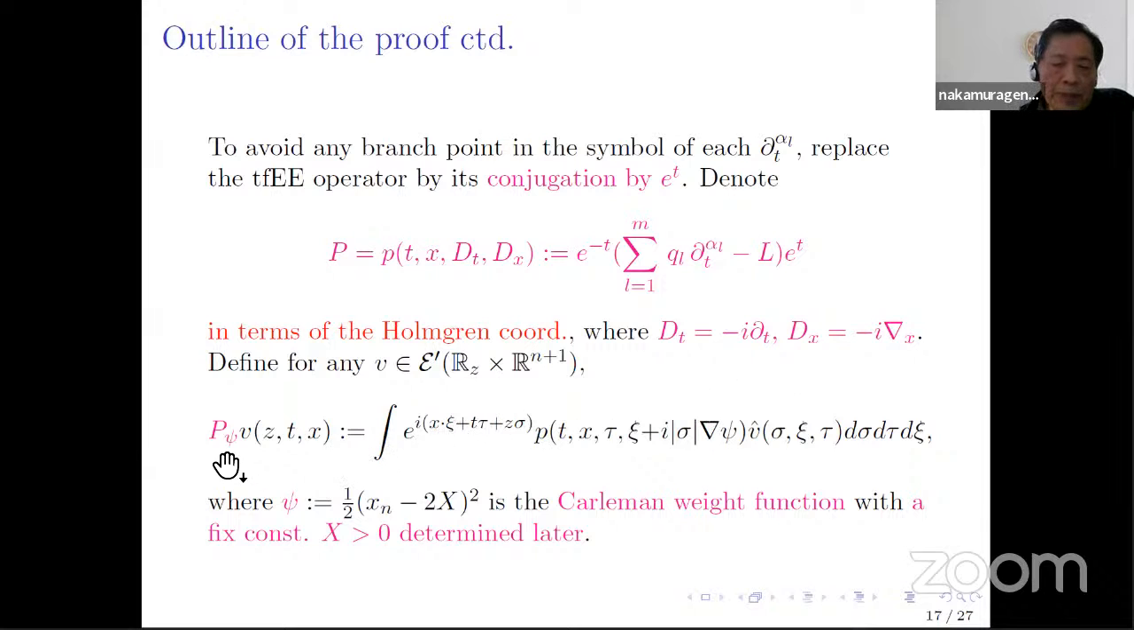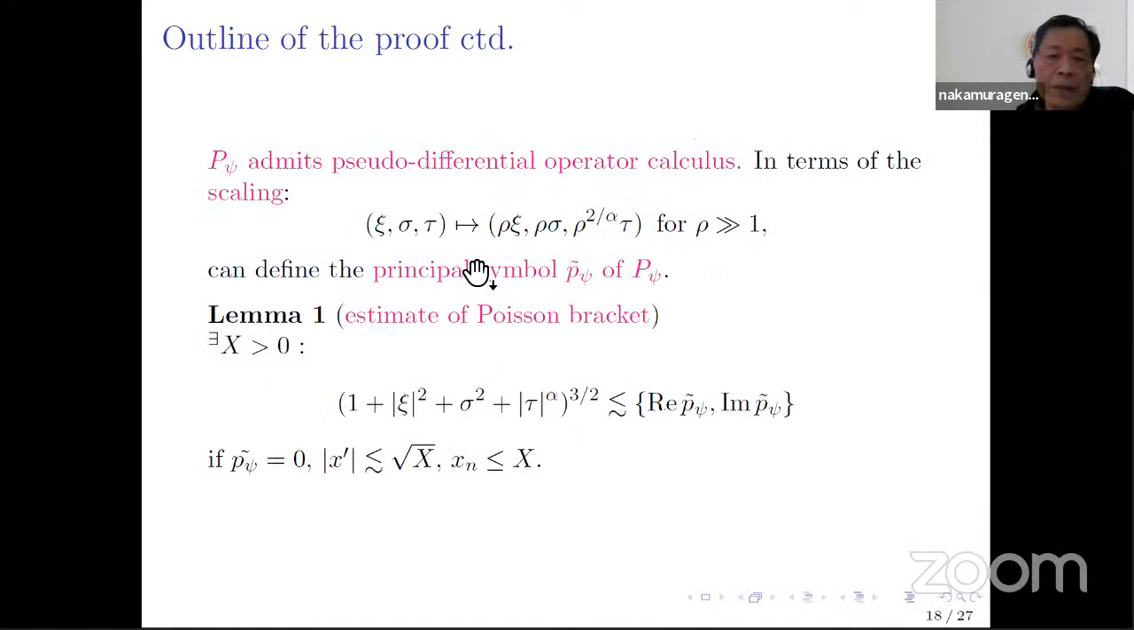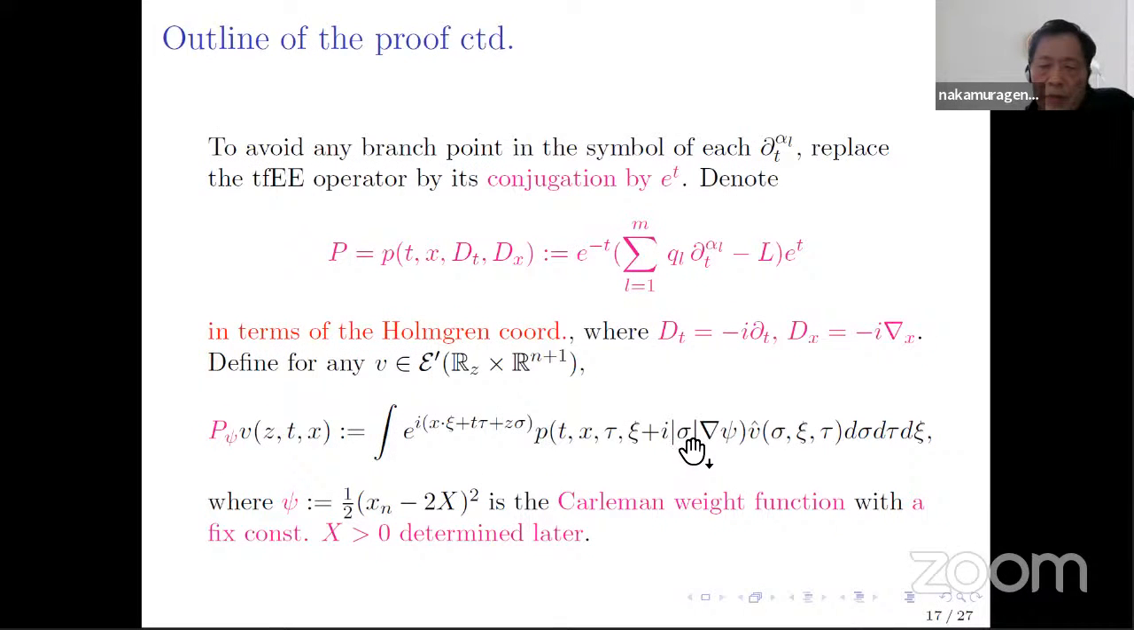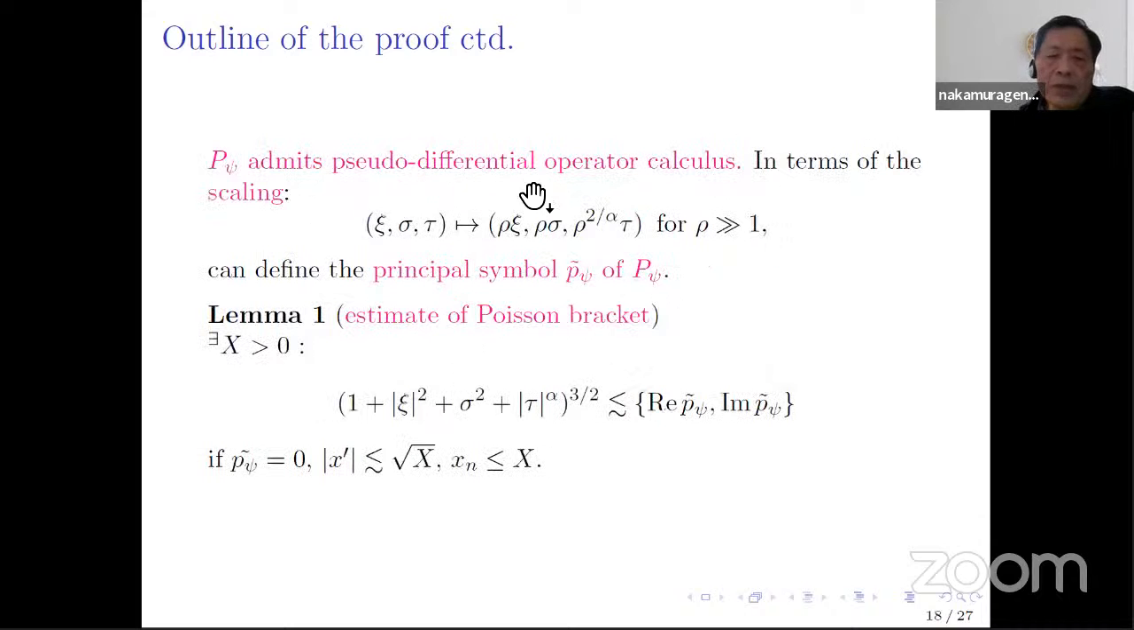Now I'm going to define P psi for V taken from this set. V is just a compactly supported distribution in this set as follows. So P psi V is given by this formula. And what is this psi? Psi is a Carleman weight function given as 1/2 of xn minus 2 times x squared, where x will be determined later. Anyway, x is a fixed constant which will be determined later. The P psi, even having this kind of absolute value of sigma, which you may think is creating some singularity, admits a very nice pseudo differential operator calculus.